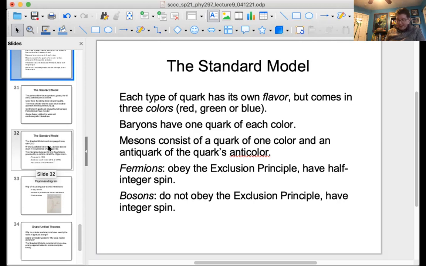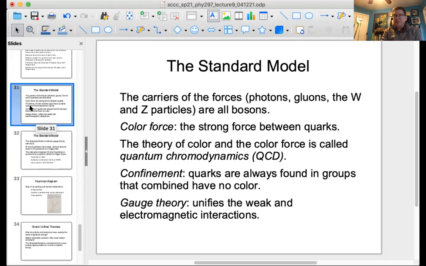So now we're introducing another way of categorizing the different particles. The carriers of the forces are all bosons. The photons, the gluons, the W and Z particles are all bosons. The color force is the strong force between quarks. And the theory of color and the color force is called quantum chromodynamics. So the color doesn't mean anything in a visual way or something on the electromagnetic spectrum. It's just a term used to describe three possible different properties that the quark could have.